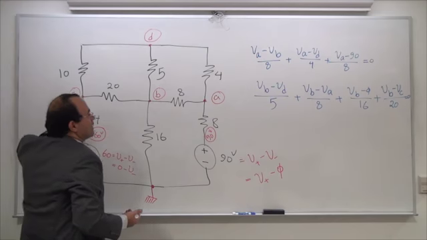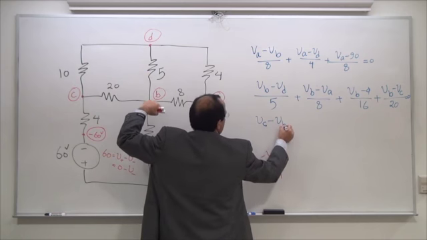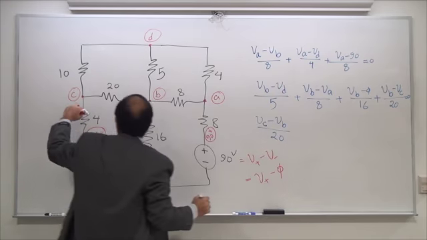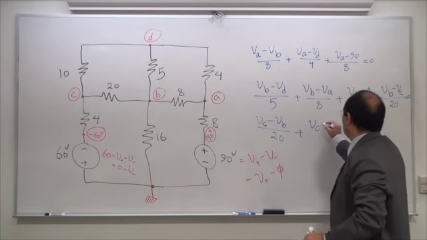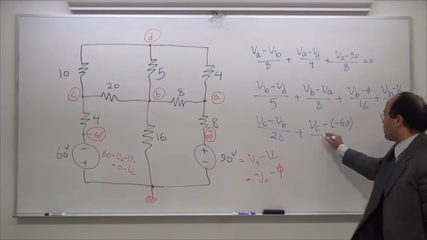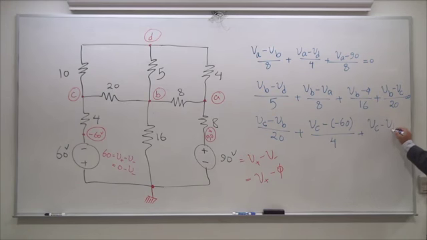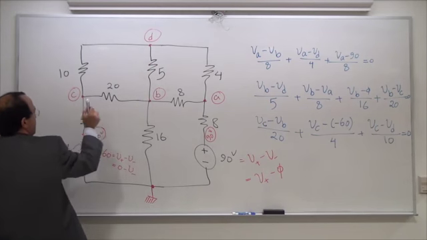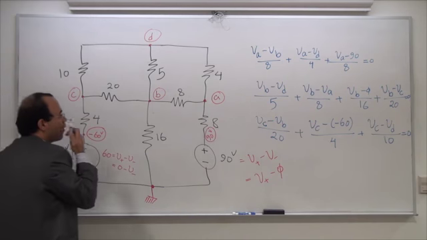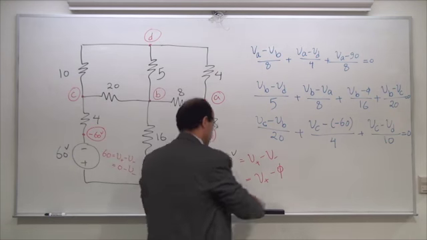Let's do node C. Node C, VC minus VB divided by 20. Now I'm assuming C is the biggest one. VC minus 60 now, I'm careful with the bracket. VC minus VD divided by 10 is equal to 0. So VC minus VD divided by 10, VC minus VB divided by 20, VC minus 60 divided by 4. I took care of this, this, and this. I need to take care of D.